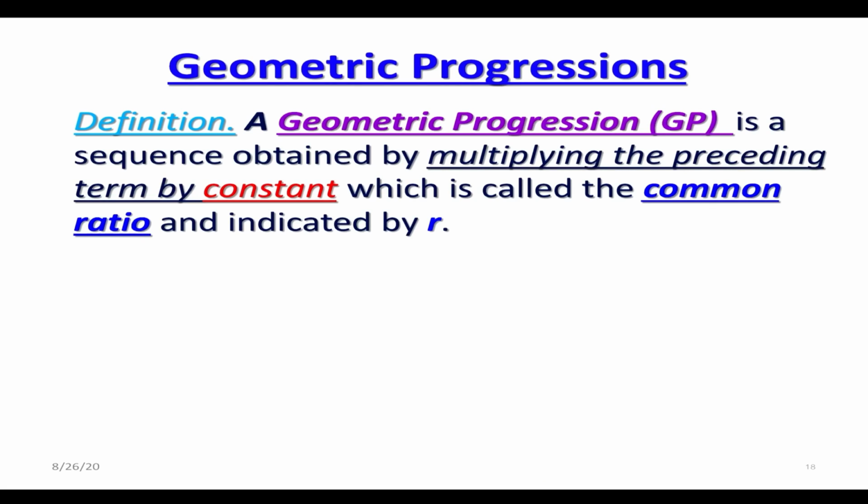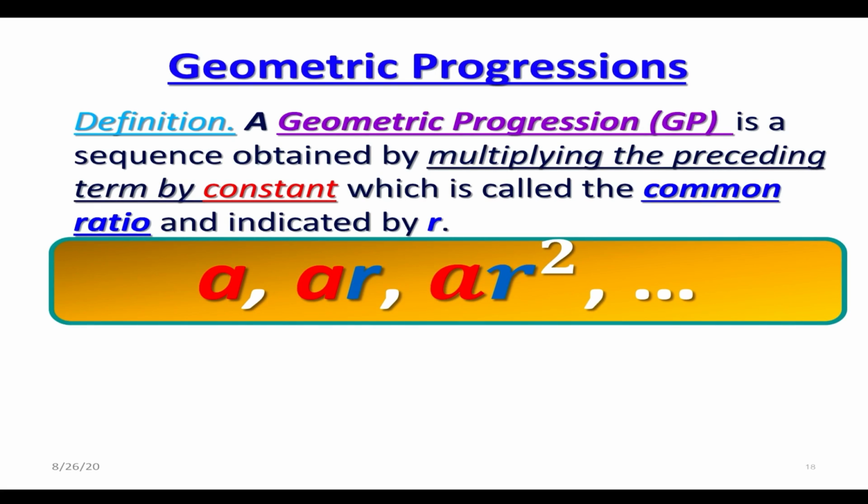Now, let's move to geometric progressions. By definition, a geometric progression, or GP for short, is a sequence obtained by multiplying the preceding term by a constant, which is called the common ratio and indicated by small letter r. Now, the general form of the GP is a, so a times r, a r squared, and so on. Again, it goes on forever.